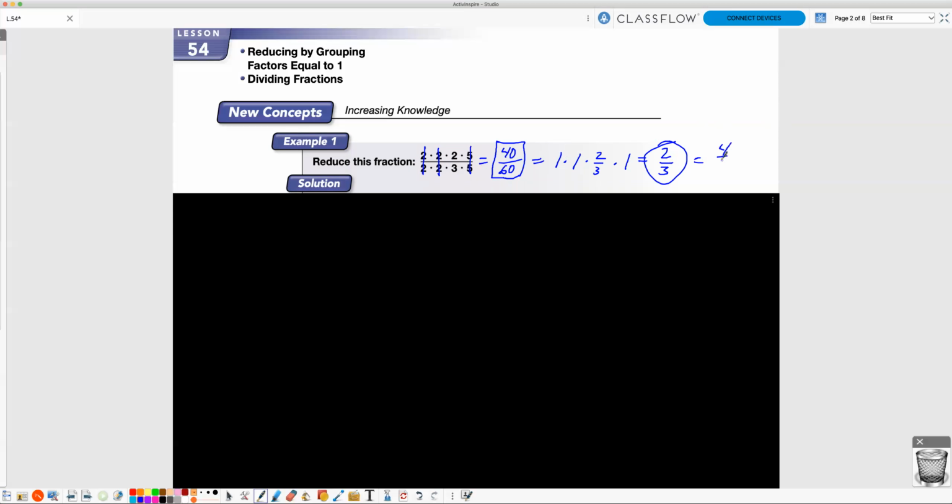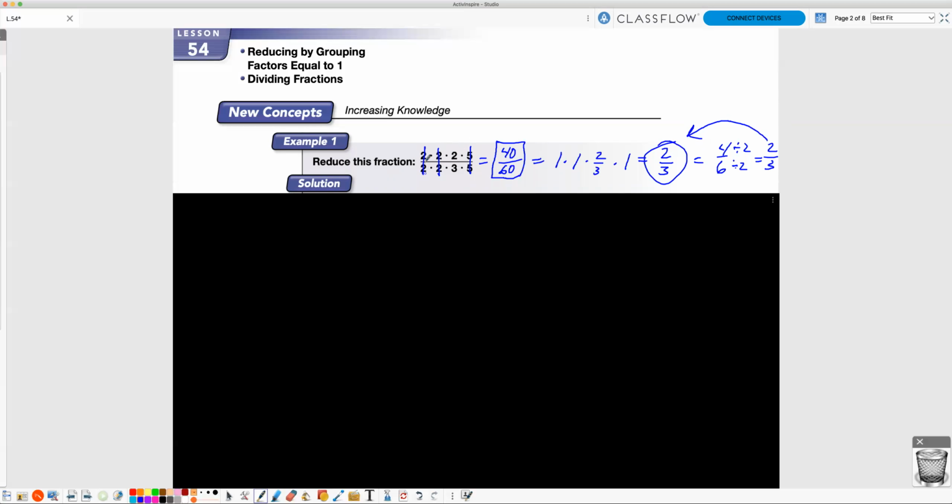If we were to reduce 40 over 60 and divide them both by 10, we'd get 4 over 6. Then we could divide both of those by 2. And if you divided both of those by 2, you'd get 2 over 3. So you can see it still gets to the same answer. But the point of this lesson is to just reduce by grouping factors that are equal to 1.